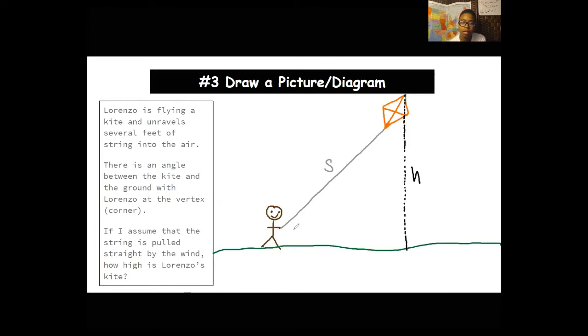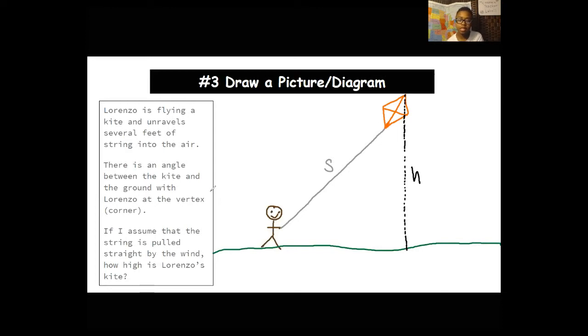Lastly, we have an angle, and remember the angle is created by the kite being raised up off the ground. Because remember, it actually started out in Lorenzo's hand, and then he let it out into the wind, let the wind blow it out, and then he unraveled the string as it got higher and higher into the air. If the wind was not there, the kite would fall flat to the ground, right? So the wind is the thing that's keeping the kite up in the air.